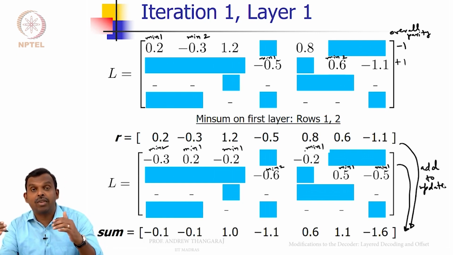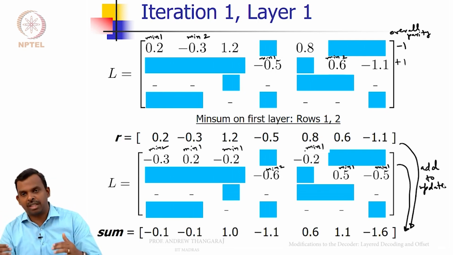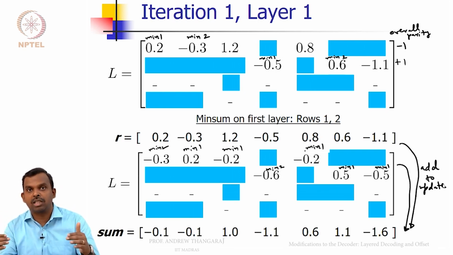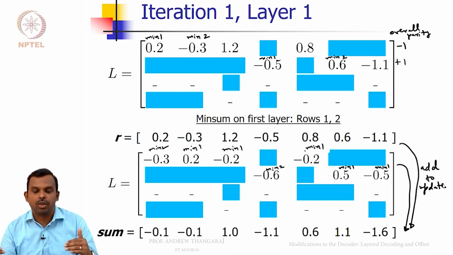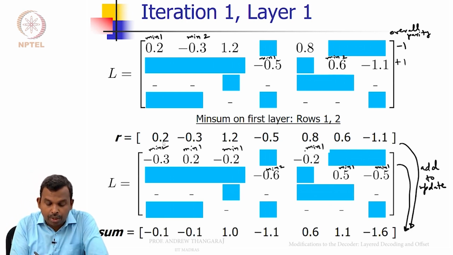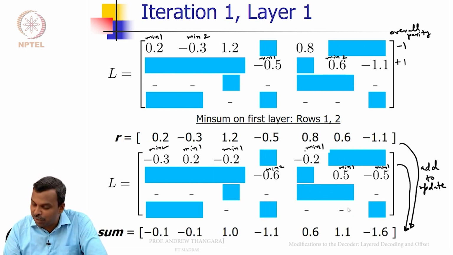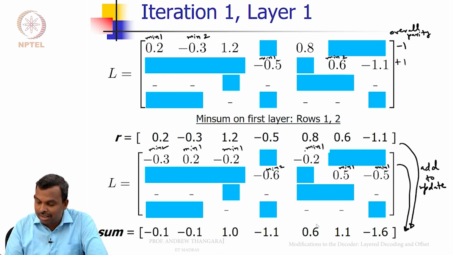Like I said, as the layers get processed, the received value will keep getting updated. It is a very easy and simple method, as opposed to doing row processing first and then column processing. The column processing happens as you finish the layers. So you do the first two rows, and then immediately you update. What is update? You just add. Minus 0.1, you added 0.2 minus 0.3, this became minus 0.1. Minus 0.3 plus 0.2 became minus 0.1. 1.2 minus 0.2 is 1, and so on.